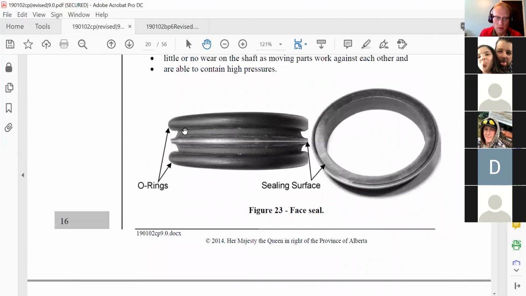And I've seen face seals like this that are this big around, like 3 or 4 feet in diameter. And then I have ones that are like this. So they have a variety of applications, but typically for off-road equipment.